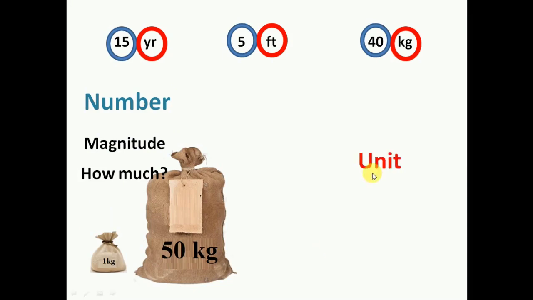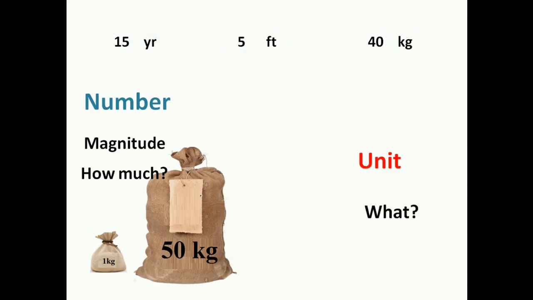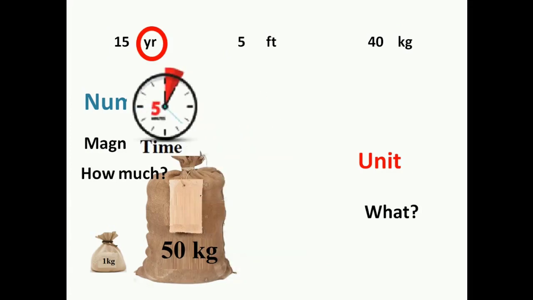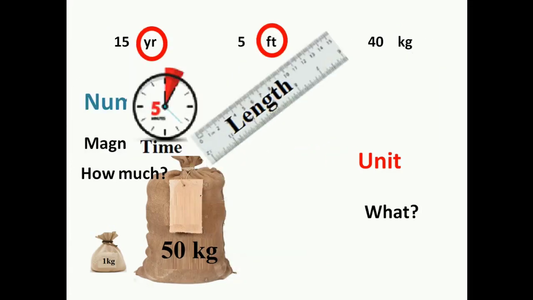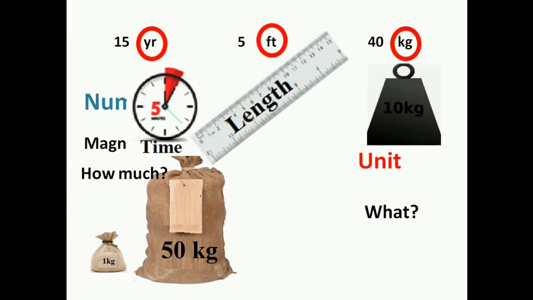And the second thing is unit. Unit will tell you what you are measuring. Like if I tell you year, then time will come into your mind. If I say feet, then you'll understand it's a length. If I say kg, then you'll say it's a mass. In the unit system, there is magnitude which will tell you how much, and there is unit which will tell you what we are measuring. So there are different unit systems. Let's see why we need different unit systems.